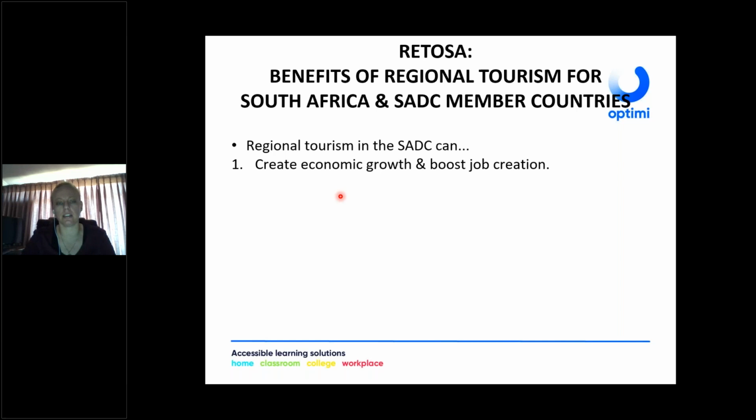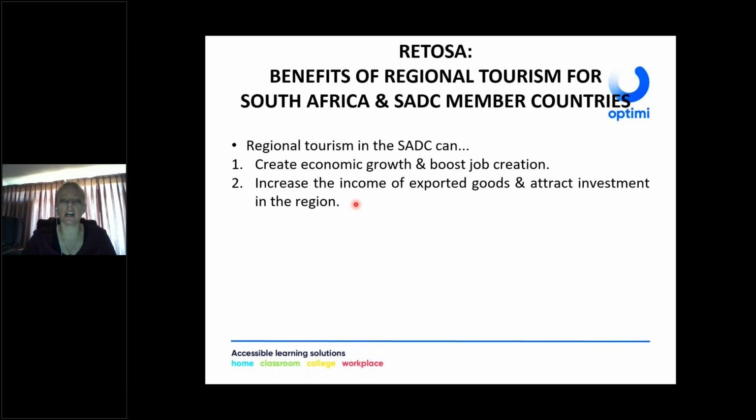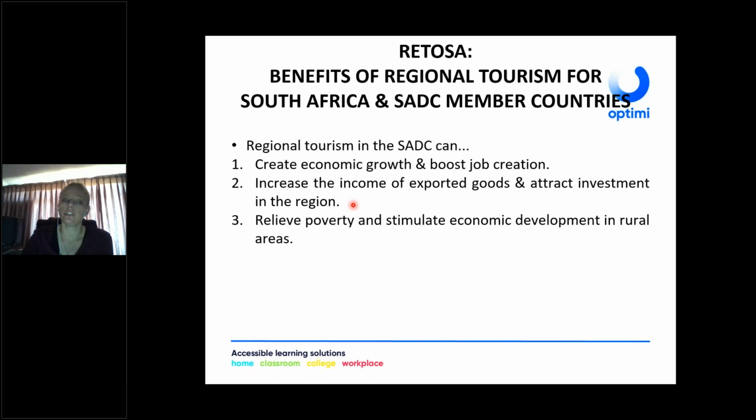The second thing is to increase the income of exported goods and attract investments in the region. Obviously, if we get people to invest in these countries, it will also help with the economic situation. To relieve poverty, you all know that in the southern part of Africa, poverty is a great issue that we have to deal with. And so this is also an effort to relieve poverty and to stimulate economic development in rural areas.